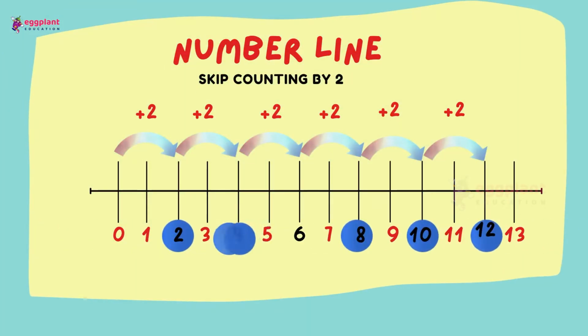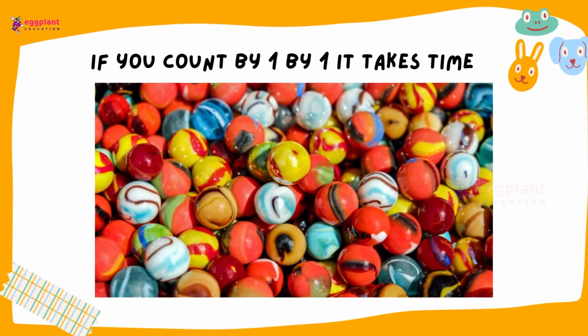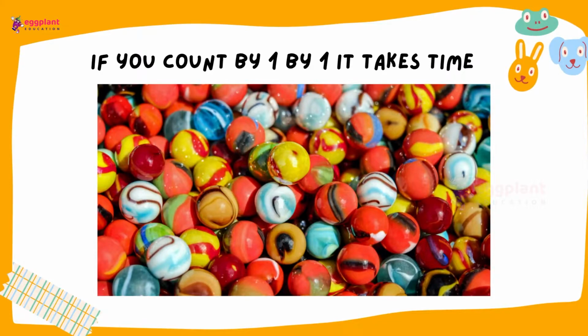As you all see here, we are skip counting by 2 on a number line. Starting at 0, 0 plus 2 is 2, 2 plus 2 is 4, then 4 plus 2 is 6, 6 plus 2 is 8, 8 plus 2 is 10 and so on. So we can skip count by any number. Here, we count the numbers in the forward direction, so it means we skip count for a positive number.